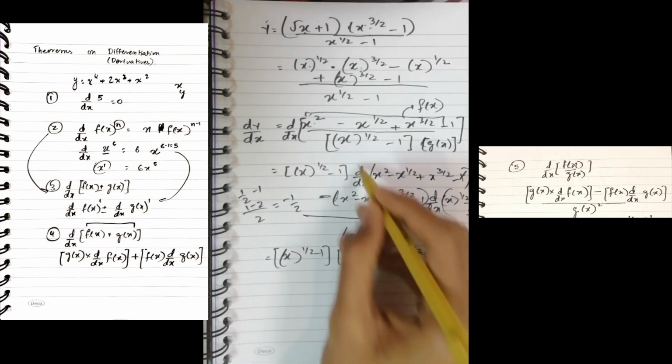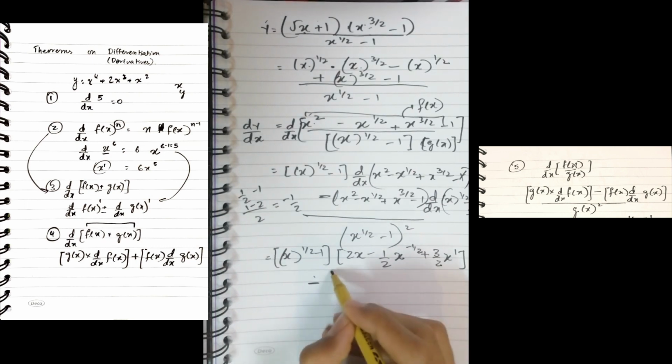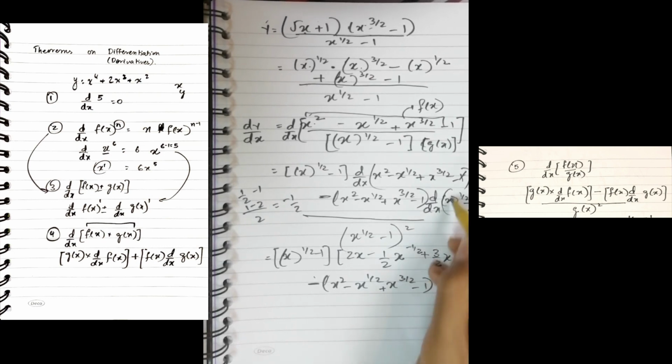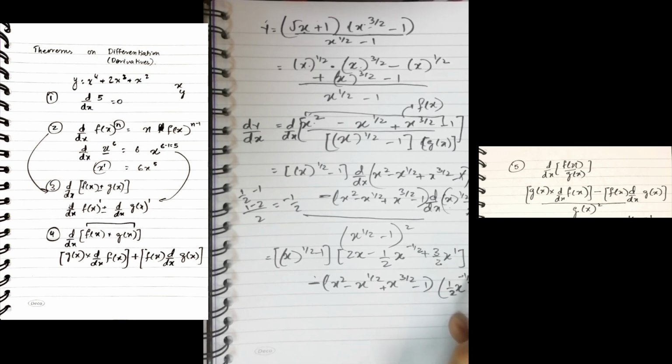This is the derivative of this first function, minus x square minus x power 1 by 2 plus x power 3 by 2 minus 1. What is the derivative? This is the constant, so this is actually 0. We do not have to put the derivative of that, it is actually 0. So multiplied by the derivative of x power 1 by 2, that is 1 by 2 x power negative 1 by 2.